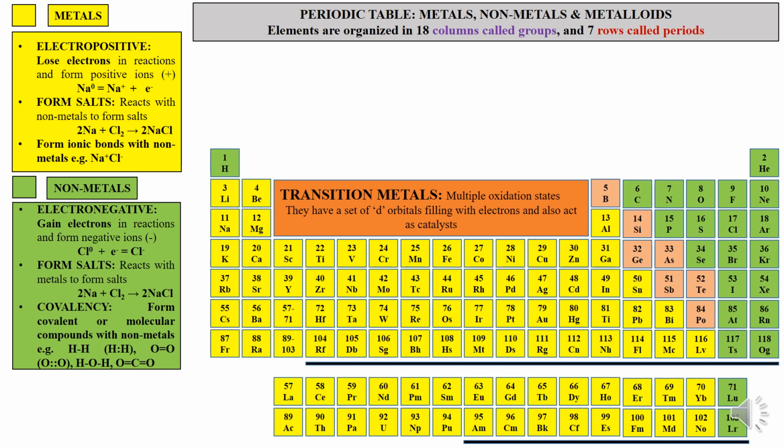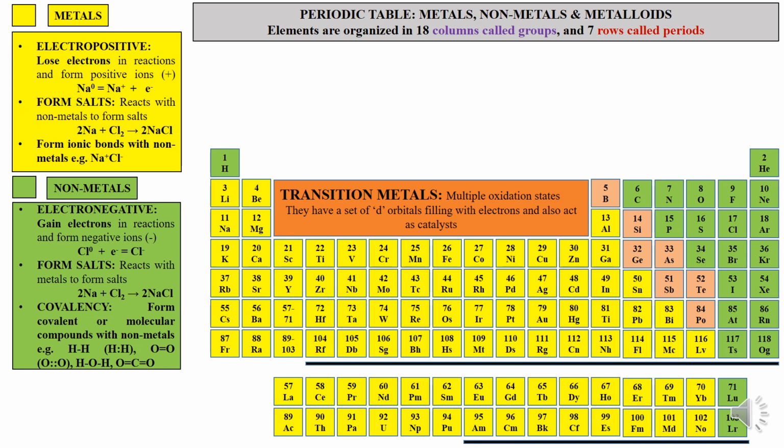One of the important properties of non-metals is covalency. Now non-metals form covalent or molecular compounds with other non-metals via the covalent bond. Now the covalent bond is formed by mutual sharing of electrons between the atoms involved in bond formation.